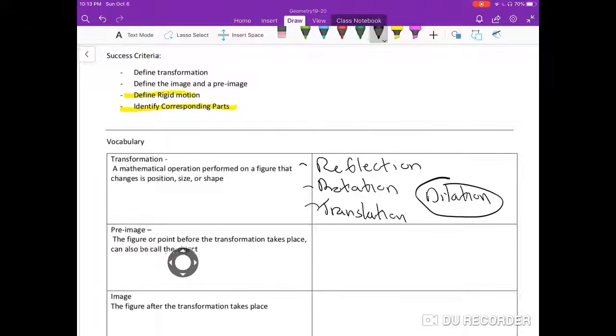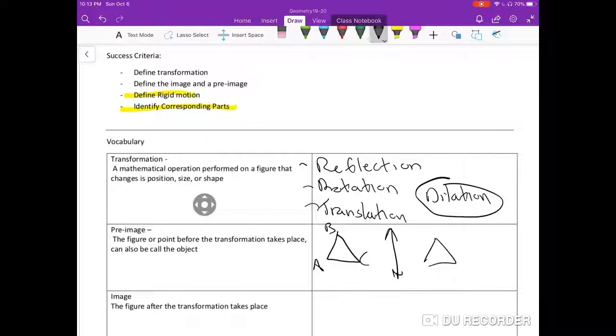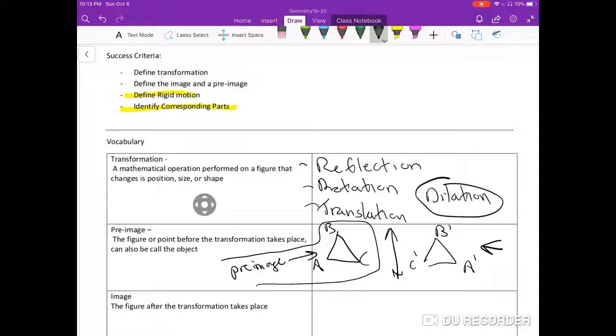Pre-image, a figure or point before the transformation takes place. It can also be called the object. So for example, if I start with a triangle here of A, B, C, and I reflect it over this line, and it becomes A prime, B prime, C prime, this is the pre-image because it's what we're performing the transformation to. This is afterwards. So this original triangle is considered our pre-image.